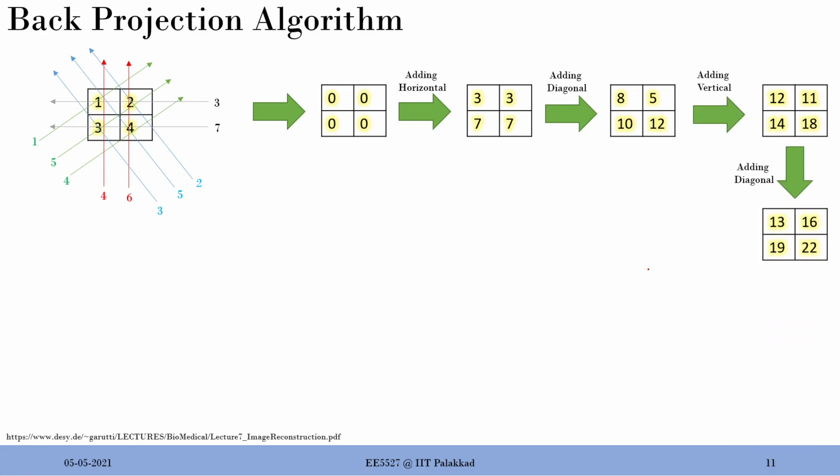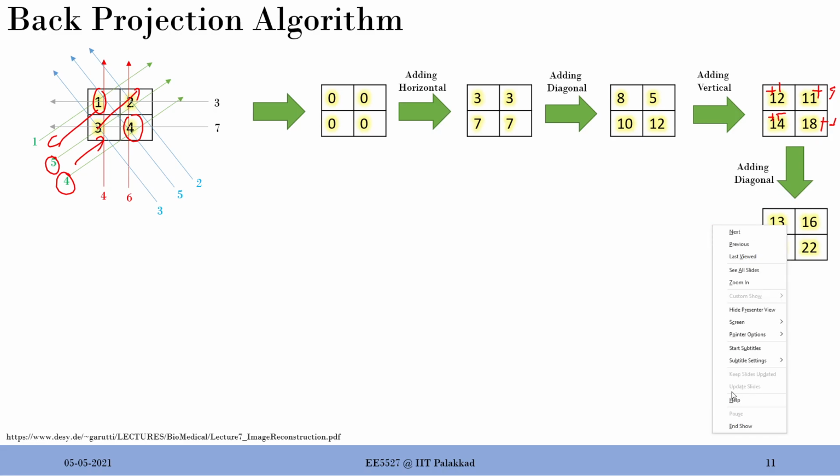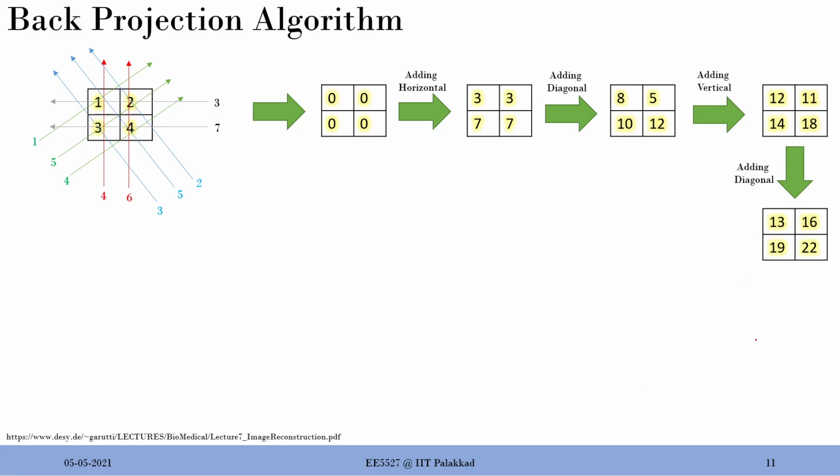Now adding diagonal, so again this pixel will be added with 4, these 2 pixels will be added with 5, and this pixel will be added with 1. So basically this guy will be added with 1, this guy will be added with 5, this guy will be added with 5, this guy will be added with 4, and that's how you get to this particular thing. So now addition is all done. Okay, so you got 13, 16, 19, 22. It is not yet close to 1, 2, 3, 4.